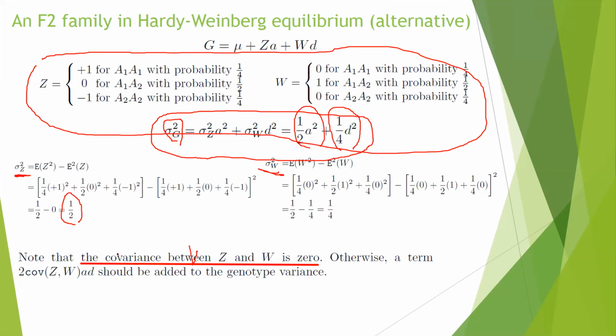So this is how we can calculate. In the F2 population, the variance of Z equals 1/2, and the variance of W equals 1/4. You can figure it out by yourself, just using the regular formula for calculating the variance of any random variable, right? And because Z and W are not correlated, not associated, the covariance between them is 0. That's why we can simply add these two things together.